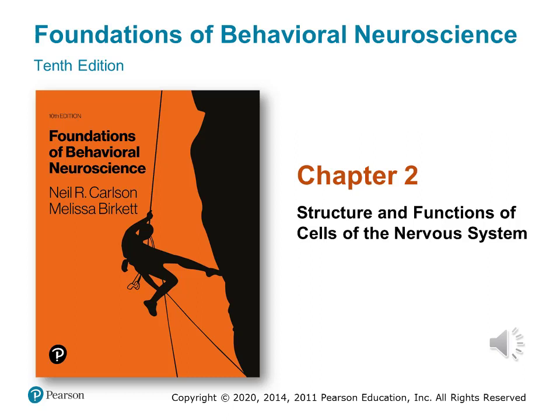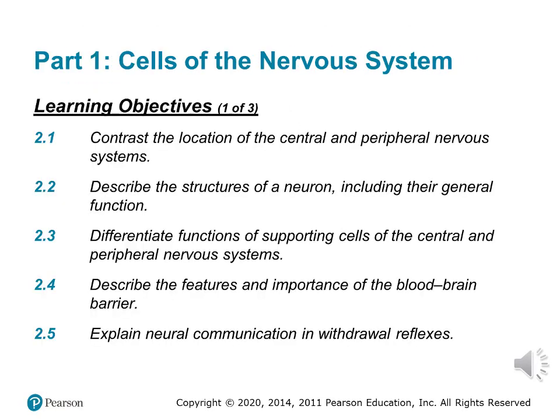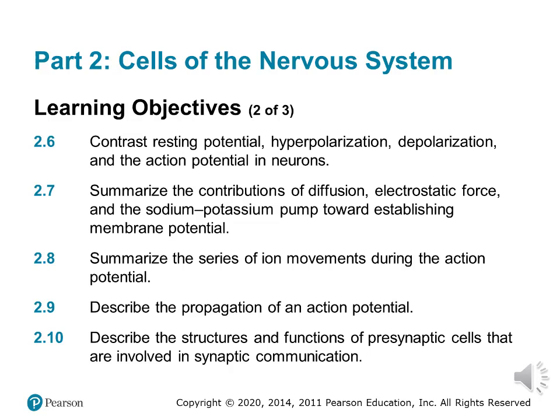Welcome to your lecture on the structure and functions of cells in the nervous system. In the previous lecture, we addressed learning objectives 2.1 to 2.5. In this lecture, we are going to discuss the resting potential, hyperpolarization, depolarization, and the action potential in neurons.